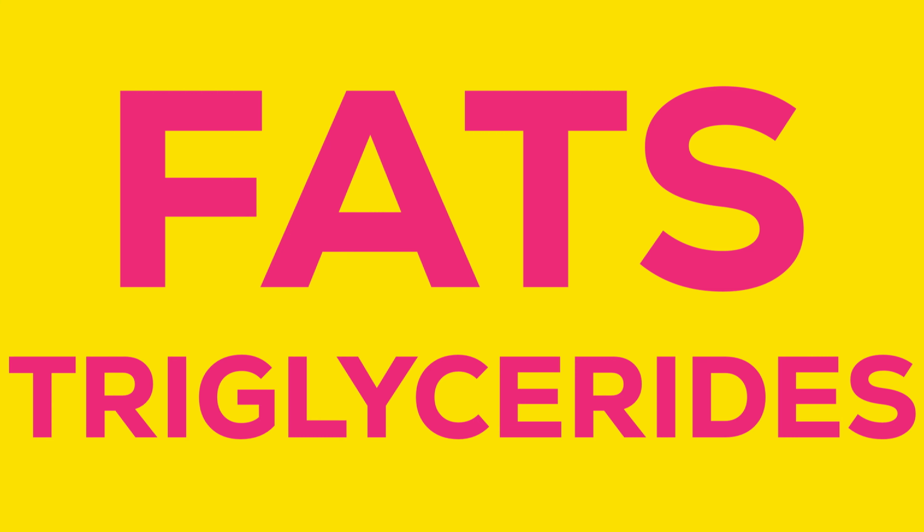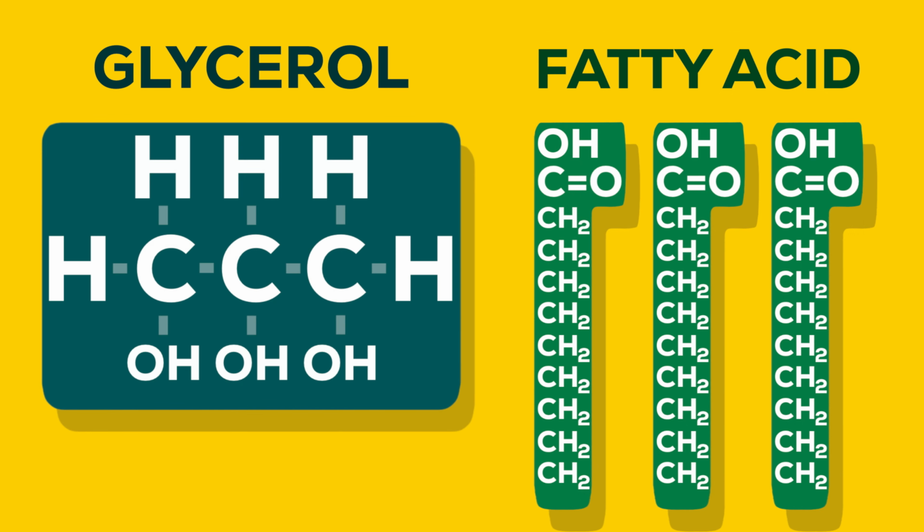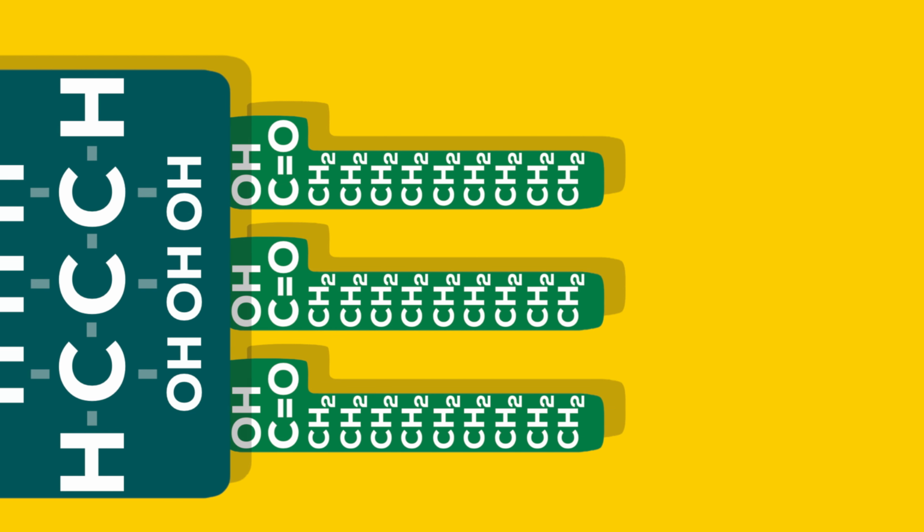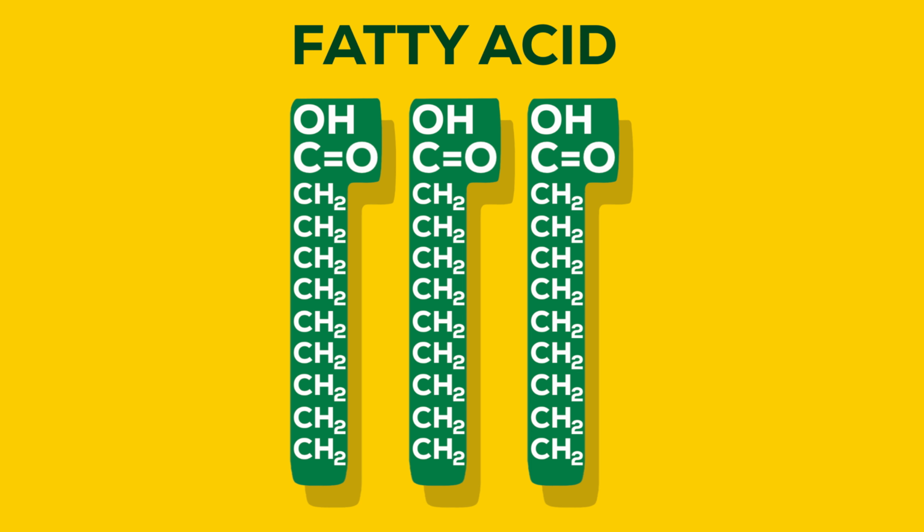Fats, also called triglycerides, are made of 2 components: a glycerol molecule and a fatty acid tail. Glycerol and fatty acids bond through dehydration synthesis and create an ester bond. The fatty acid is composed of a carbon chain that is by default connected through single bonds.